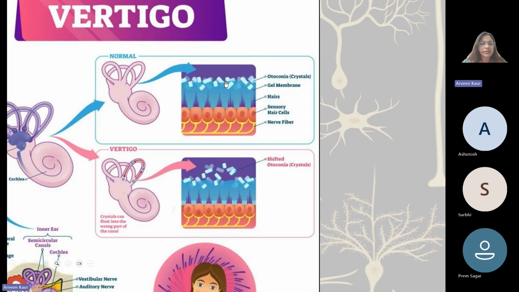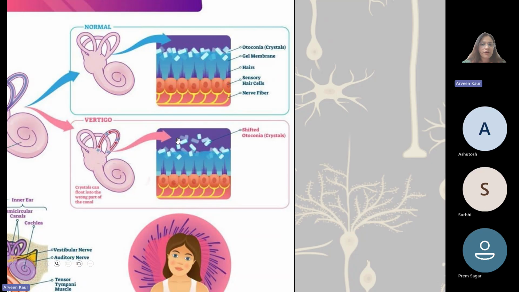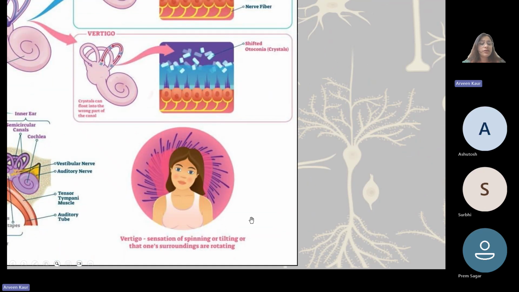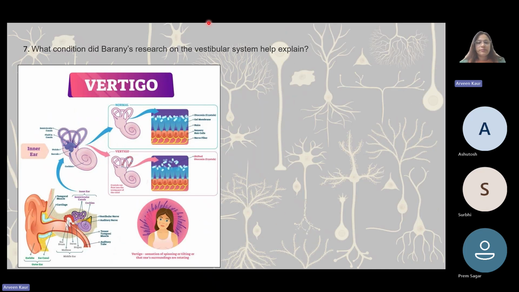But in the case of vertigo, which could be due to some primary infection, secondary infection, or some kind of defect in the anatomy or physiology of the semicircular canal, this top layer of otoconia, or the crystals, is somehow shifted, right? These crystals can float into the wrong part of the canal also, due to which the balance that they used to create is no longer maintained. So they should remain at one region; that is how they maintain balance. If they start going haywire, then your balance will also be lost.